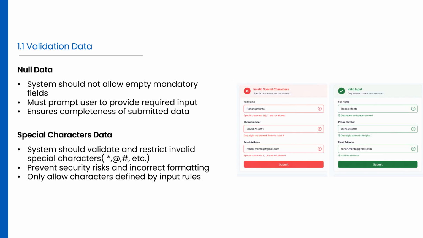Special character testing ensures the system handles symbols safely. It helps prevent security risks and incorrect data formats. The system should validate and sanitize such inputs. For example, if the user enters a name with special characters like Roshan at Meta, this does not follow the allowed format. So the system rejects or sanitizes the input.